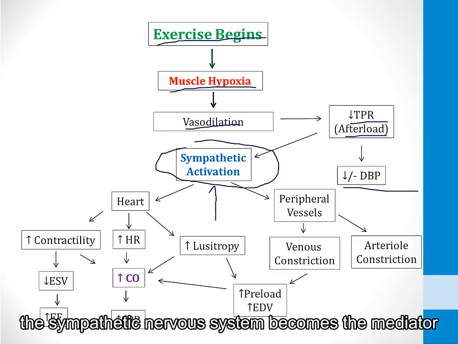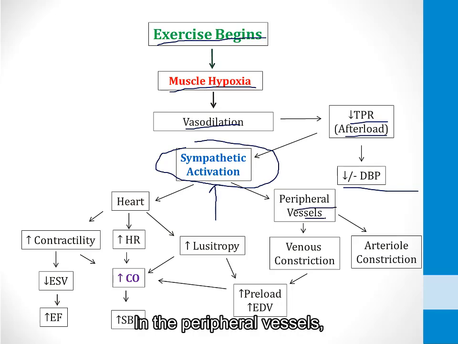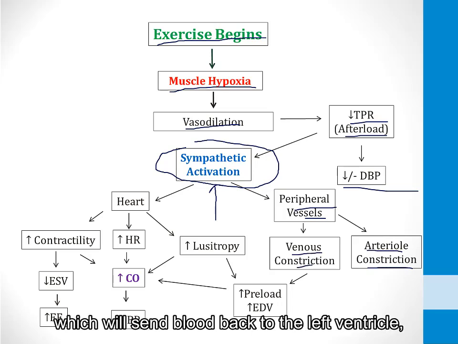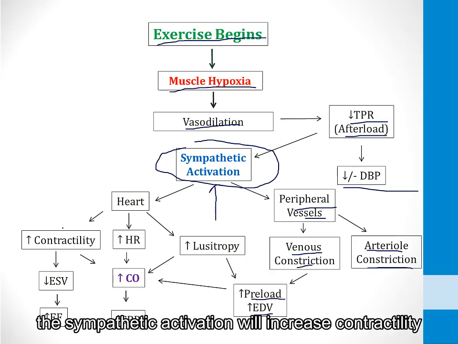At this point, the sympathetic nervous system becomes the mediator for all the physiologic changes that occur with exercise. In the peripheral vessels, there will be constriction of arterioles to unimportant areas like the skin and the gut. There will be venous constriction, which will send blood back to the left ventricle, raising the preload and raising the end diastolic volume. In the heart, the sympathetic activation will increase contractility and heart rate.